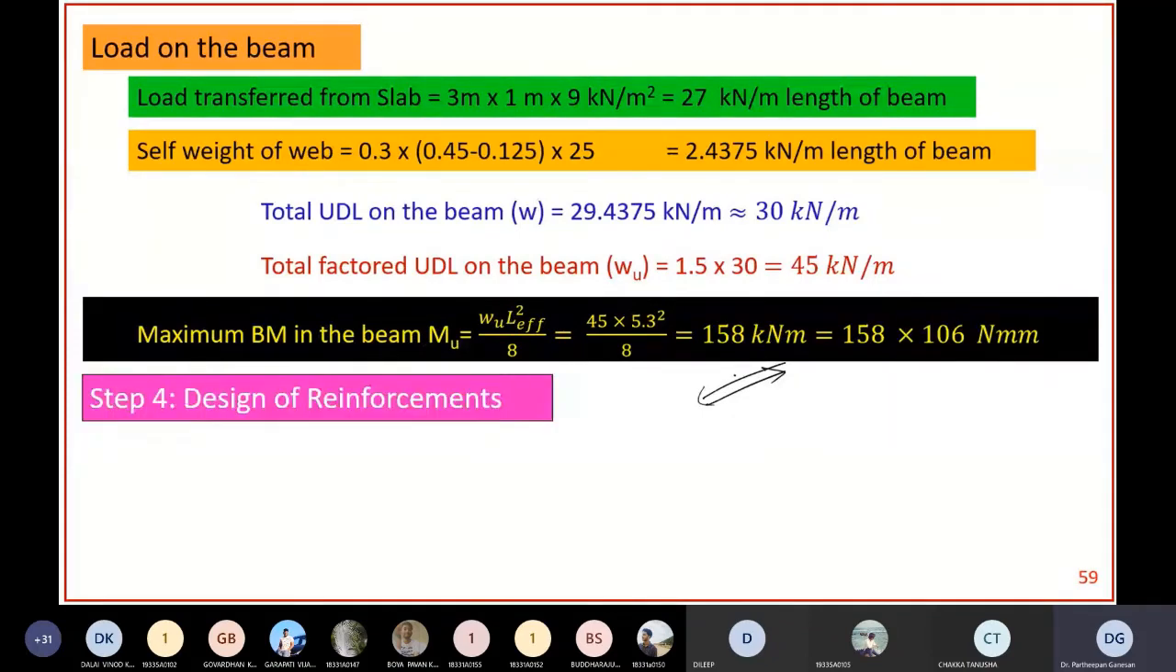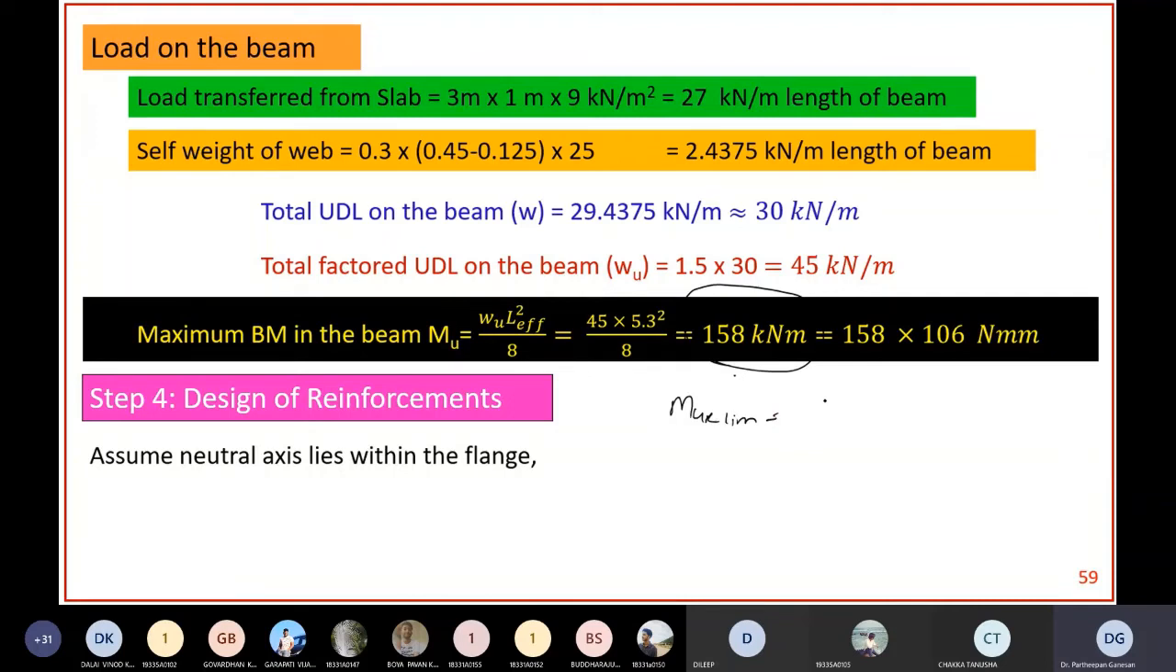So next is design of reinforcements. Actually, if you want, you can first find out whether it is singly reinforced or doubly reinforced, because this is very less. This is coming to be only 158, which is a very low value. So that is why I am directly finding out. If you want, you can find out Mu,R limit. That will be close to 600, 700 kilonewton meter or so. So I left it here. If you want, you can do that also. Then design of reinforcement. For that, you need to assume the neutral axis lies within the flange.